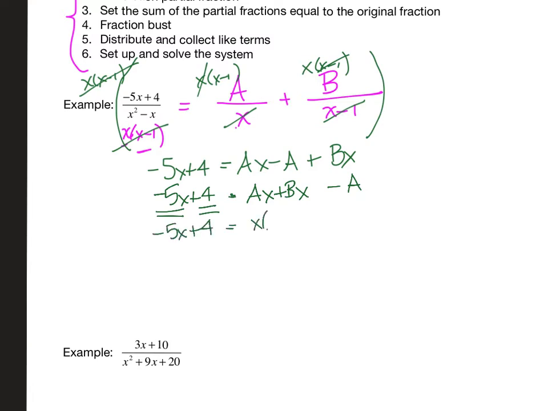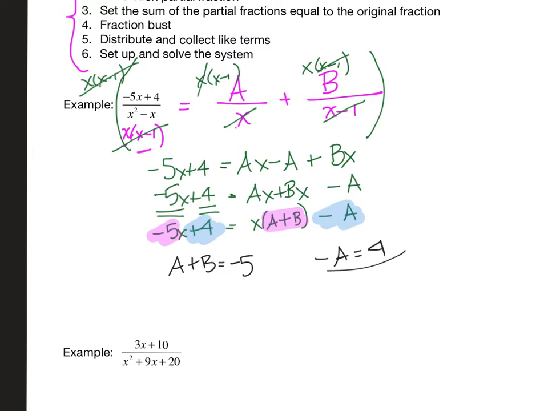I'll use a highlighter to show you what I'm talking about. I'm factoring the x out of those 2 terms. If I grab a highlighter here, you can see that this, which is near the x, has to equal this because it's the coefficient for the x. And this, which is a constant, is going to have to equal this. Let me write both of those down. It's 2 separate equations: a plus b equals negative 5, and negative a equals 4.